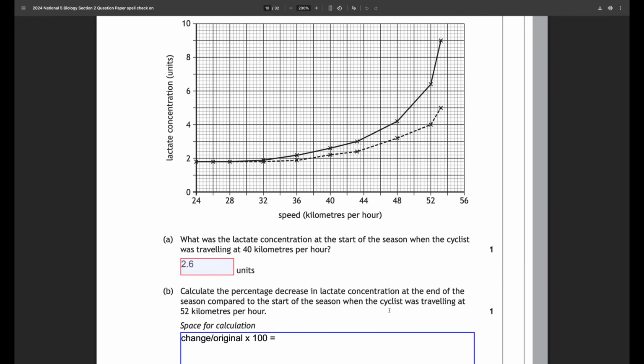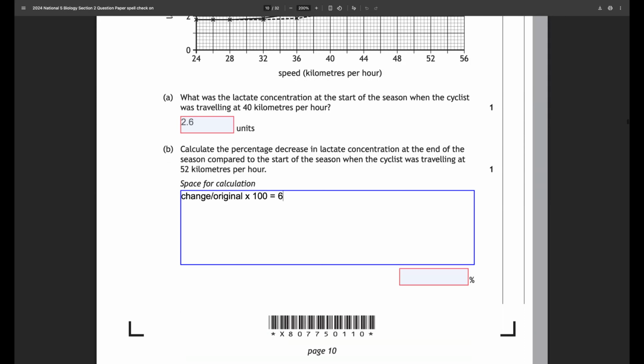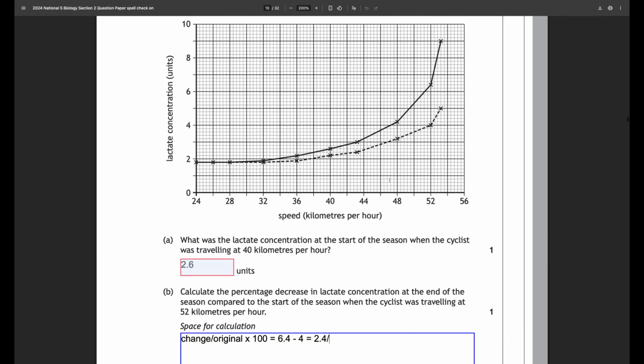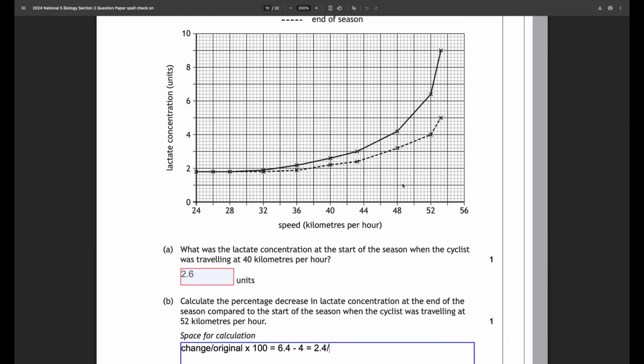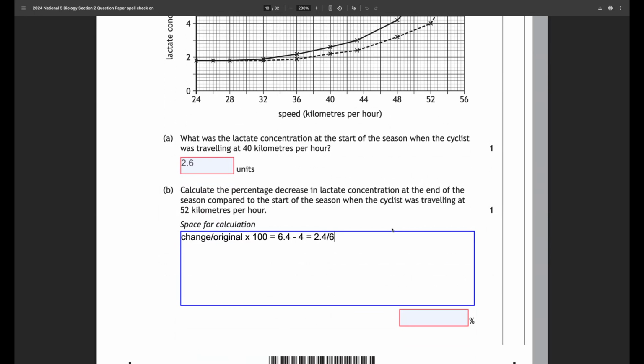So we're talking about the decrease between the end compared to the start when the cyclist was travelling at 52. So we go to 52 kilometres per hour. We go up to the end of the season, he was at 4. And at the start of the season, we were up at 6.4. So the change would be the 6.4 take away the 4, which is equal to 2.4. That's the change. We're going to divide that by the original. What was it at the start of the season here? 6.4, wasn't it? Divided by the 6.4, then we're going to times that by 100, okay?